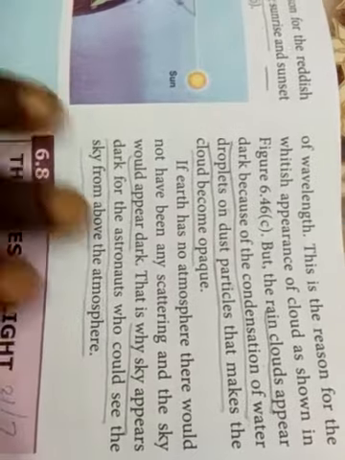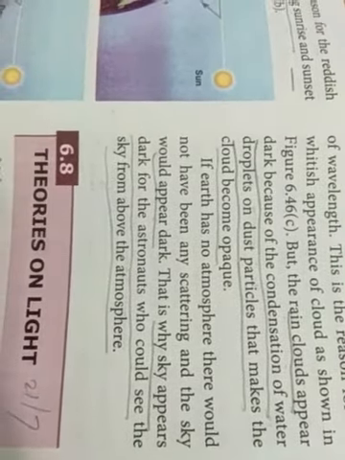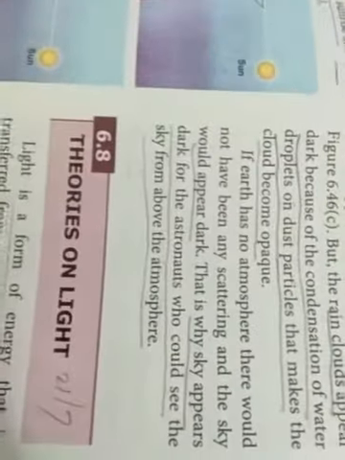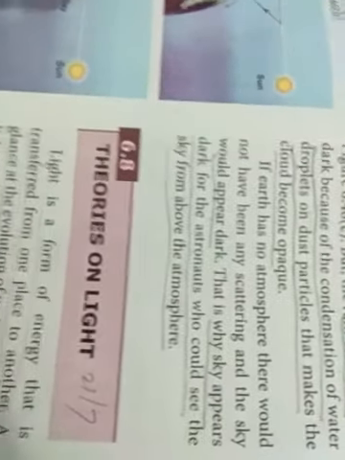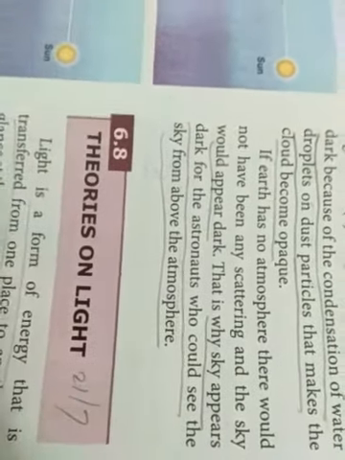Okay, it is an opaque object. If the earth had no atmosphere, there could not have been any scattering and the sky would appear dark. That is why the sky appears dark for astronomers who see the sky from above the atmosphere. This paragraph, read it carefully, it is coming for 2 marks.